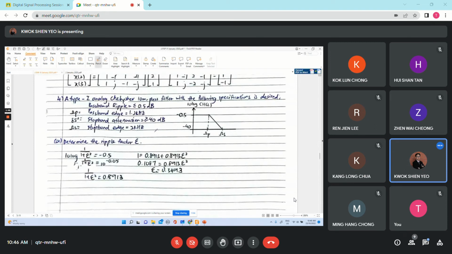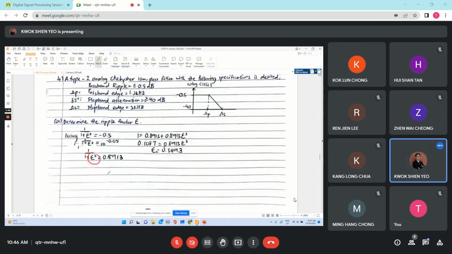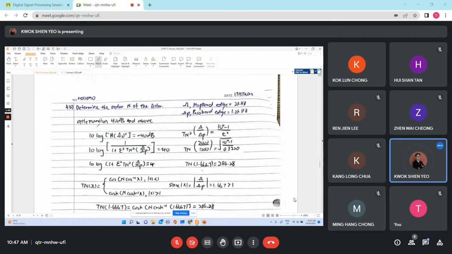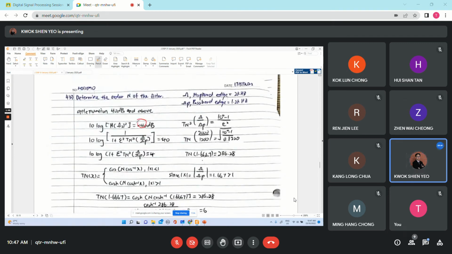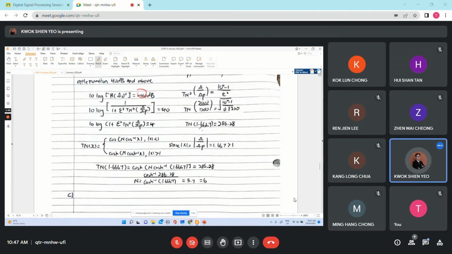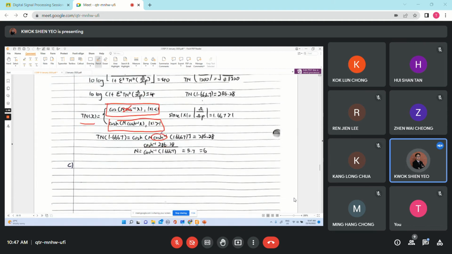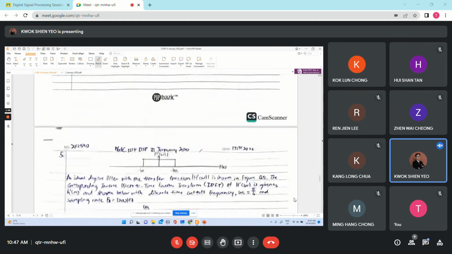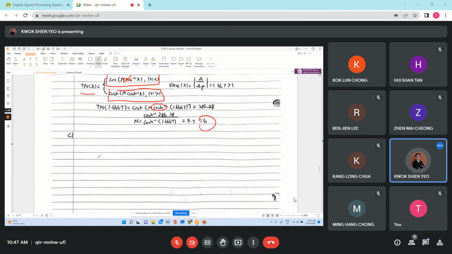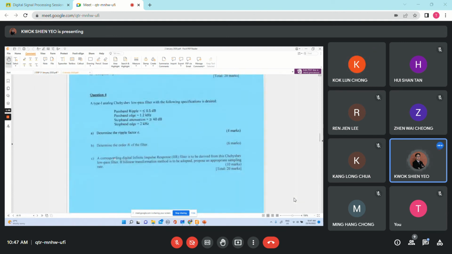Chebyshev. Standard. Find the epsilon. So you got the epsilon. There's a negative here. So from here you got this, I think. Oh no, I should be using this, not cos. So using hyperbolic cos, then you got 6. What else? IIR filter design.